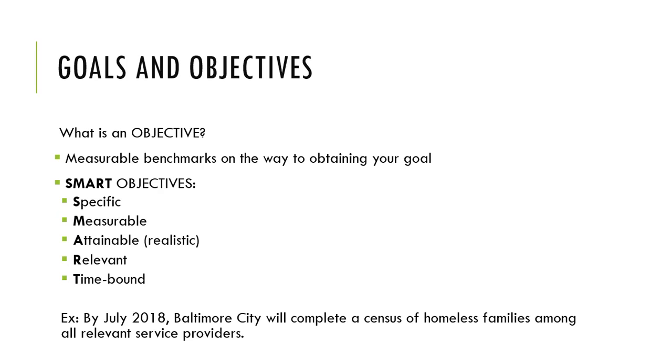towards that goal. So, for example, by July 2018, Baltimore City will complete a census of homeless families among all relevant service providers. So if our goal is to end homelessness, one of our objectives would be, in theory, to identify how many people we have that are homeless, right? So an example of an objective would be to, assuming that this didn't already exist, completely count how many homeless families we have among all relevant service providers. And that would give us an idea of how to create other activities to work towards the next step in the plan.